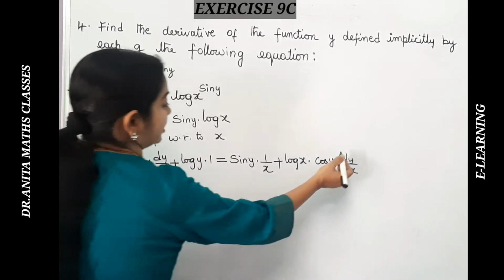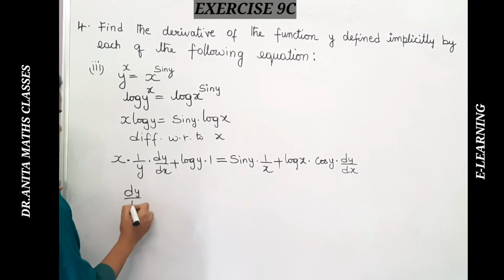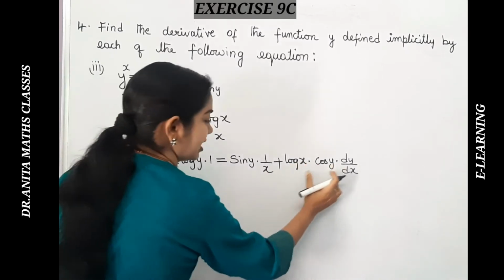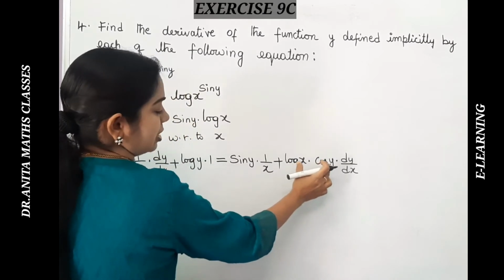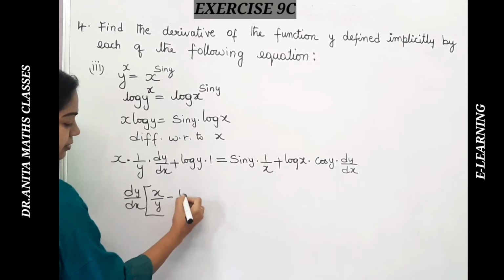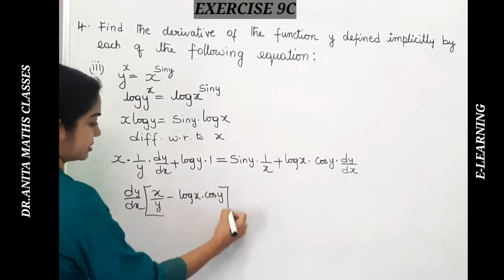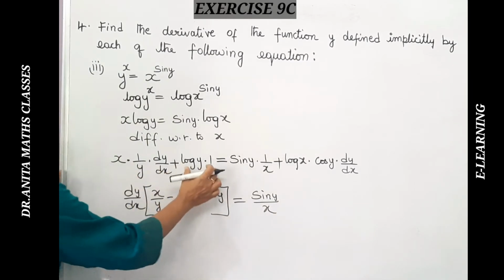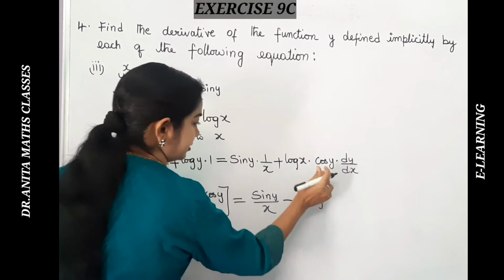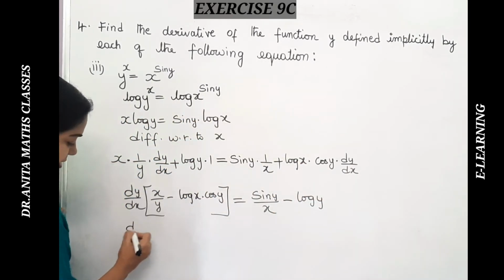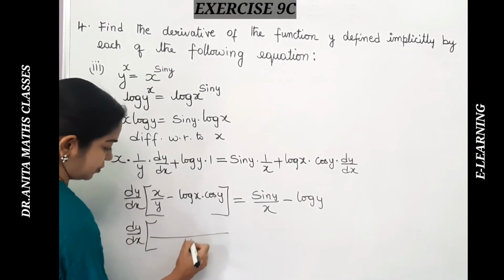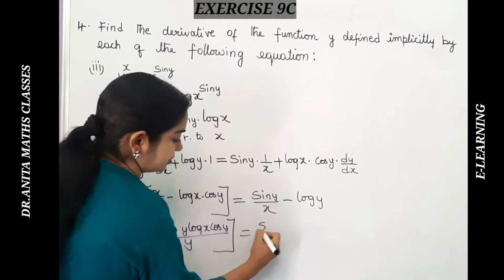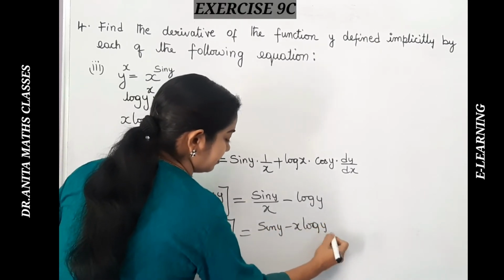Now where the terms of dy by dx are there, let me take dy by dx common. If I take common here, x into 1 by y, that is x upon y, and the other term is log x cos y. If it comes this side, minus log x cos y, equals, here we can take sine y upon x. This part to the other side becomes minus log y. Let us take the LCM from both the sides, then we can shift it. So y is equal to x minus y log x cos y on the left, and the LCM part here also, sine y minus x log y by x.